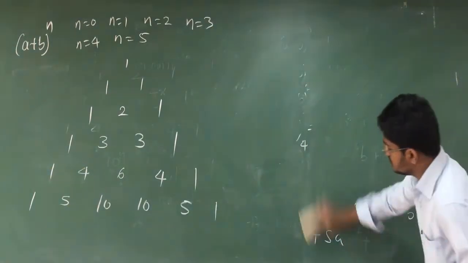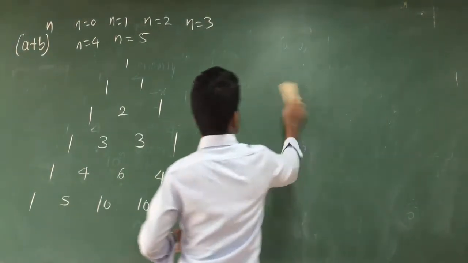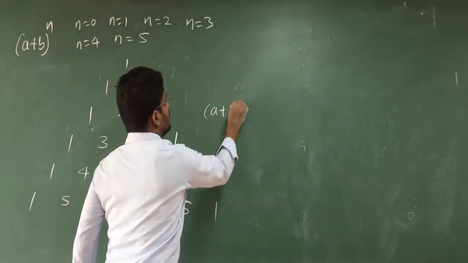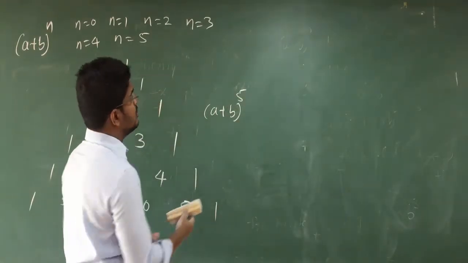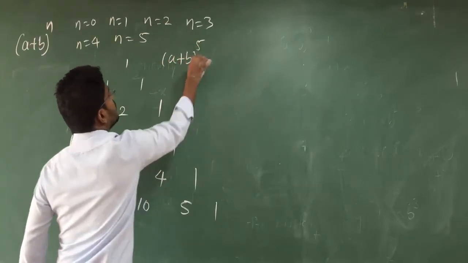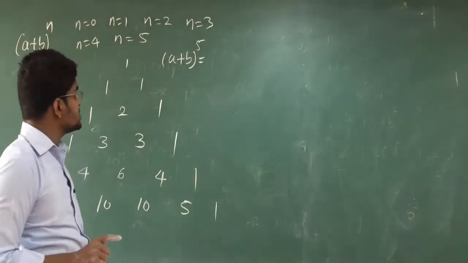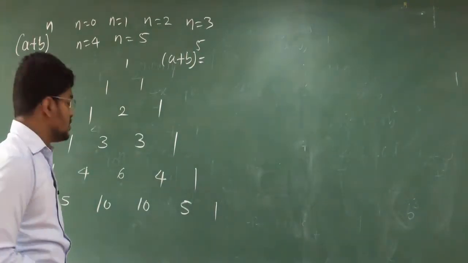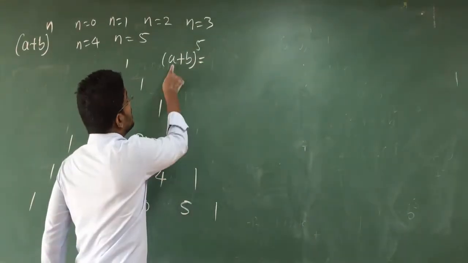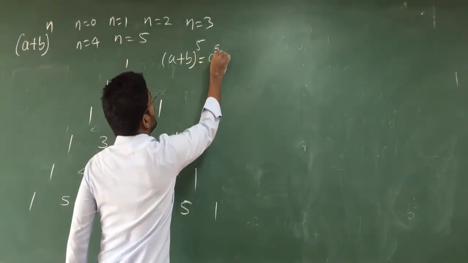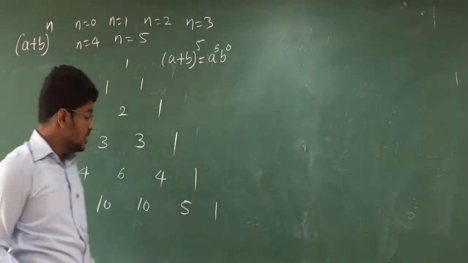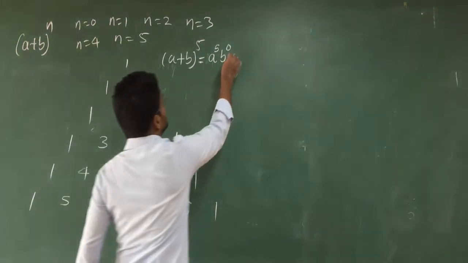So now, a simple example I will take. I have already written a plus b whole to the power of 5. Clear? So let us make some more place to write. a plus b whole to the power of 5. How to write this? First, you understood the Pascal's triangle. First coefficient is what? 1. I will not write it. a to the power of 5, b to the power of 0. Here coefficient will be 1. Next coefficient is what? 5.